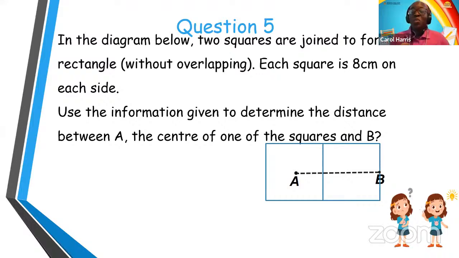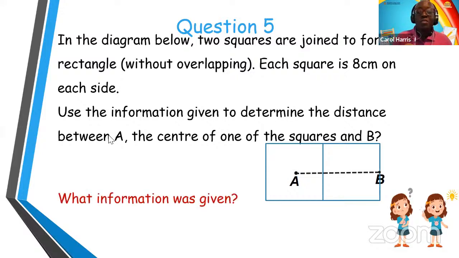Now we know by now that we need to be looking out for what information have we been given. So can I see a couple persons telling me some of the things that they see that they've been given? What are some of the things you think have been given to you in this question? I don't want the answer. Remember, we have a process. So we have 2 squares joined without overlapping. Anything else you've been told?